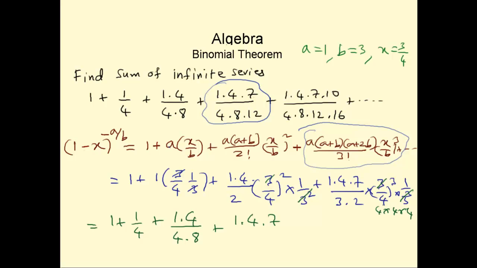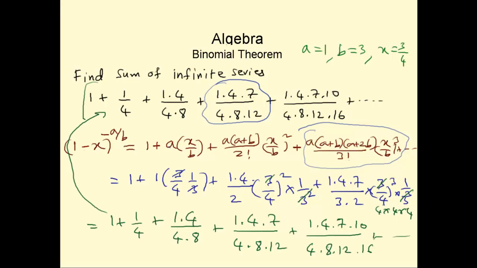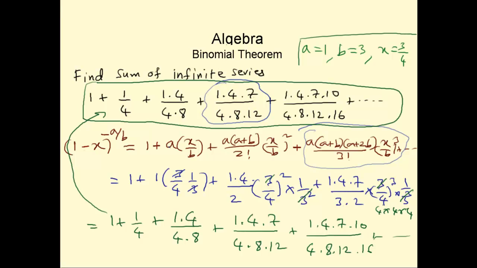So you can write the first one 4, the second 4 times 2 is 8, and the third 4 times 3 is 12, right? Plus the next one you will have 1 times 4 times 7 times 10 over, if you do the same thing here, 4 times 8 times 12 times 16, plus so on. So this is exactly the same as this power series here. So these values are in fact correct. a is 1, b is equal to 3, and x is equal to 3 by 4.